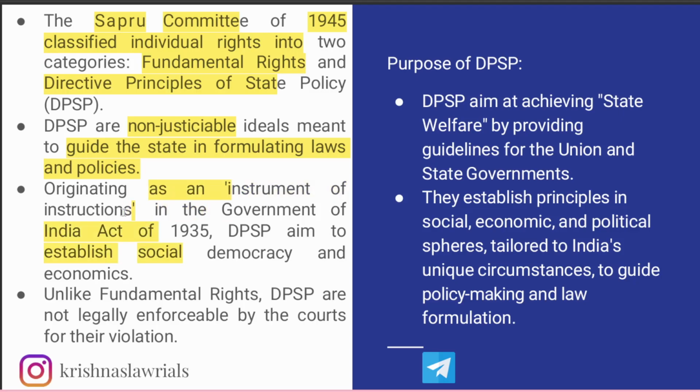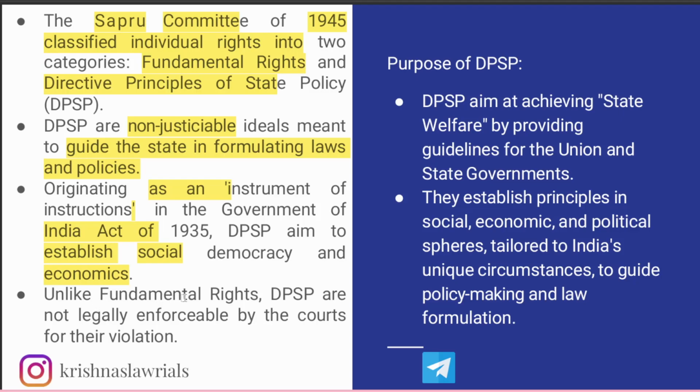So, what is an instrument of instructions? It means it is used as an instrument which gives instructions on how a law should be made. If a law comes into effect, what benefits it should give to our citizens, how it should be, the morals and the values. So we call it an instrument of instruction. DPSP aim to establish social democracy and economics. This is the main motto of DPSP.